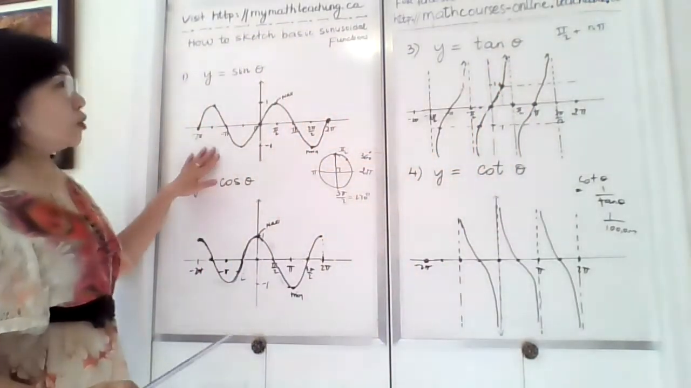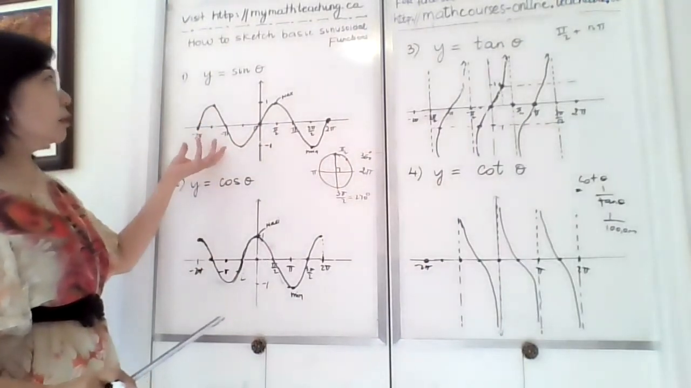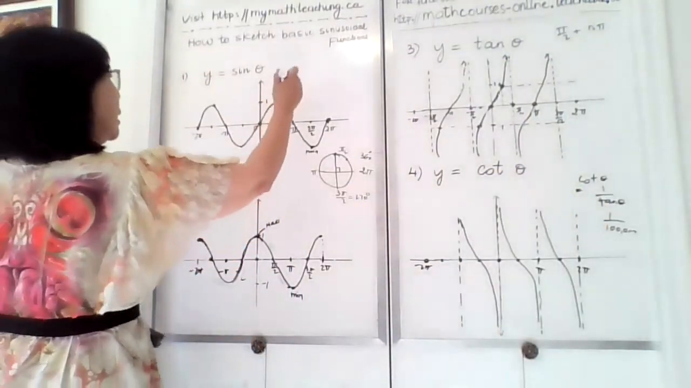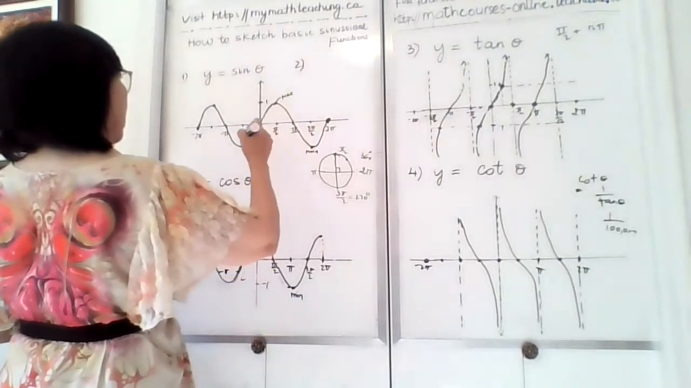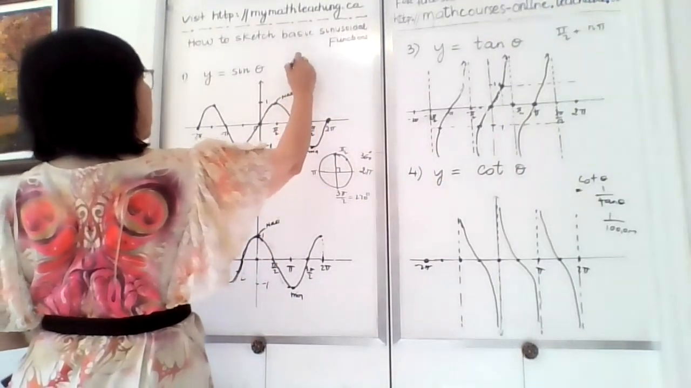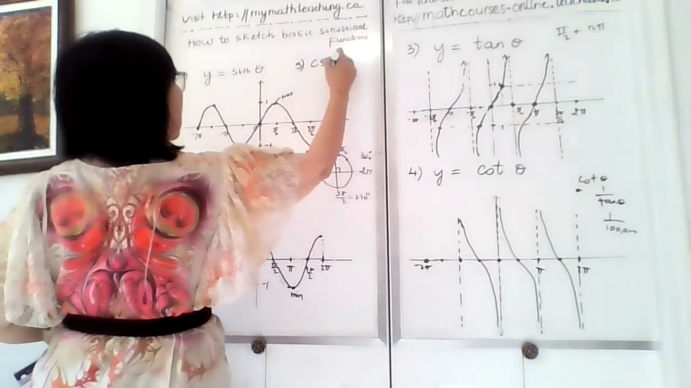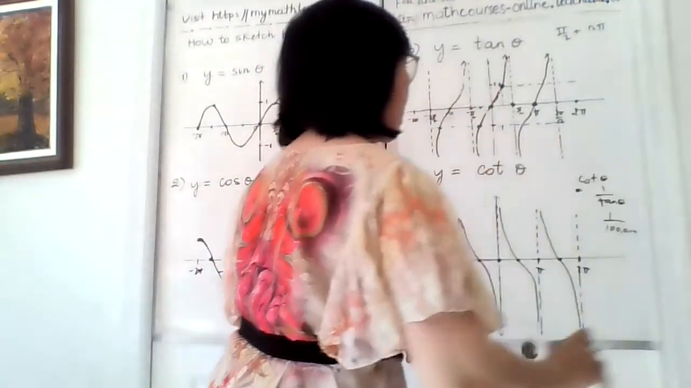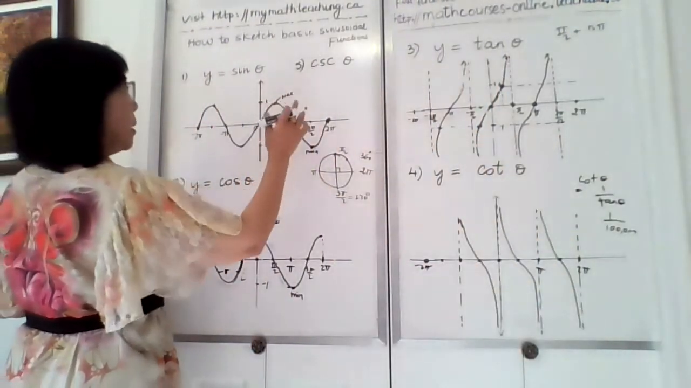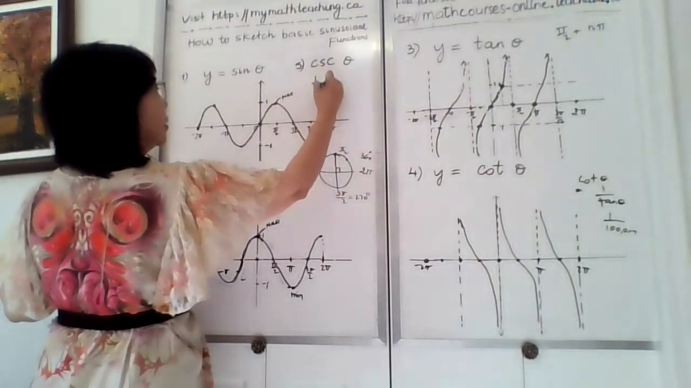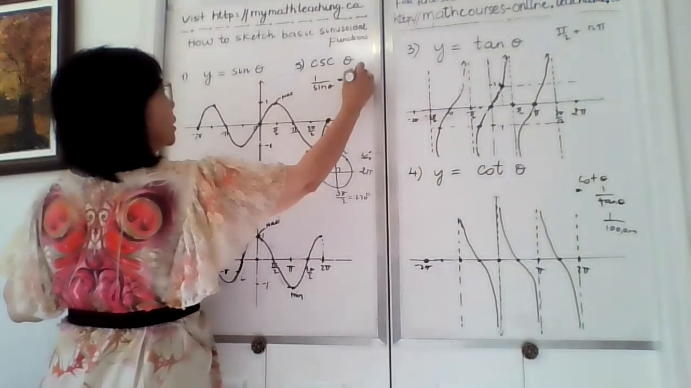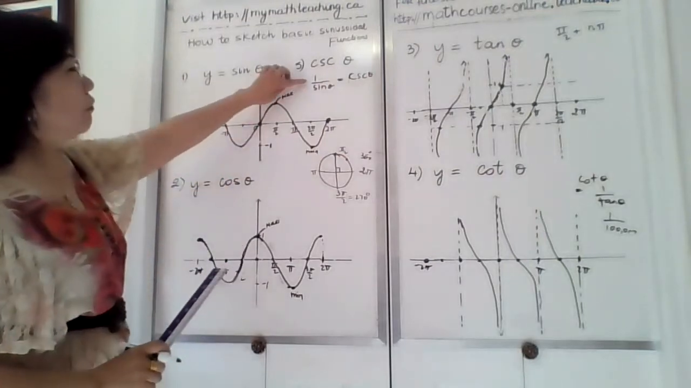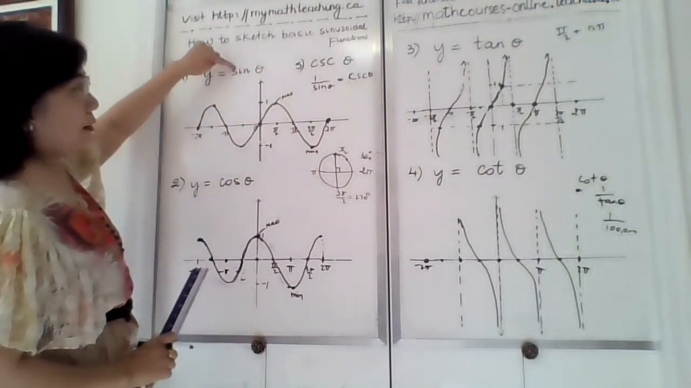Okay. So now let me show you how to sketch the cosecant function. So now I'm going to base it on the sine. I'm going to sketch the fifth function. Let's say I'm going to sketch the cosecant theta. And how do we sketch the cosecant theta? Remember, 1 over sine theta equals cosecant theta. So again, it means that this function is the inverse function of sine theta, right?